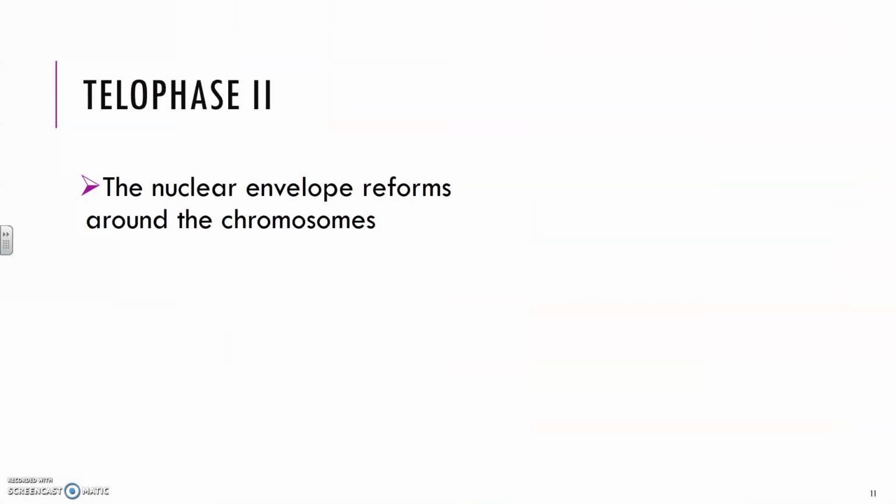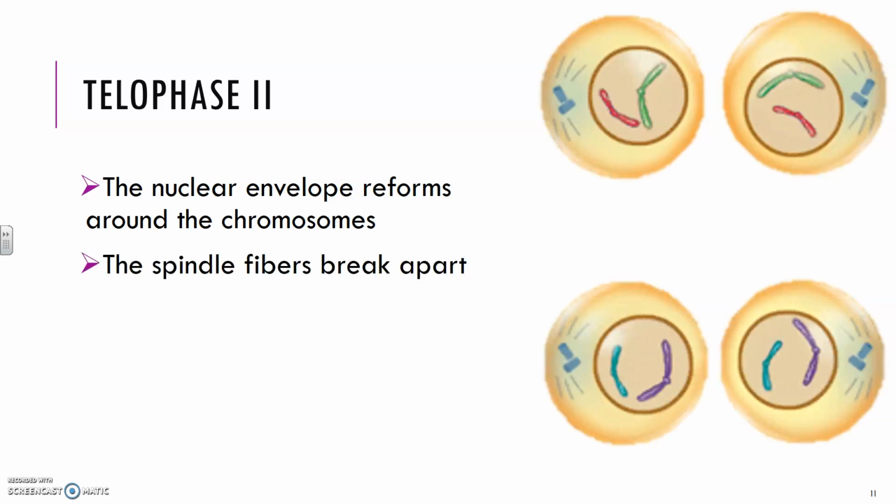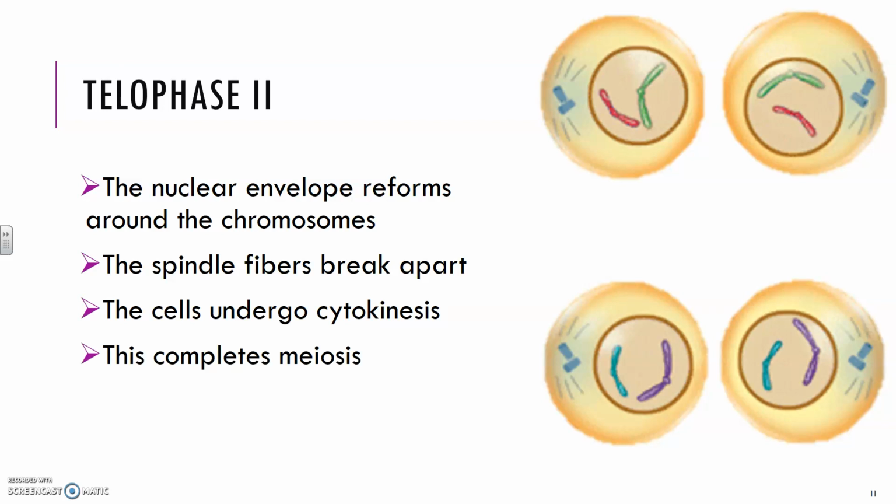Then you go into telophase 2. Again, the nuclear envelope is reforming around the chromosomes, and the spindle fibers break apart. They have gone through 2 rounds of division to get to this stage, so they are completely happy and ready for a good rest. The cells undergo cytokinesis yet again. This completes meiosis, and you have 4 daughter cells produced.